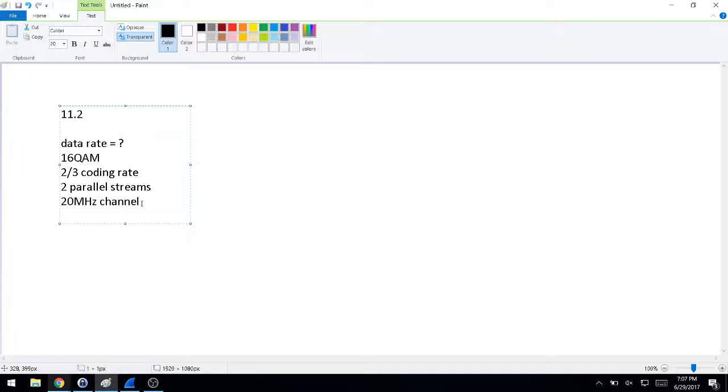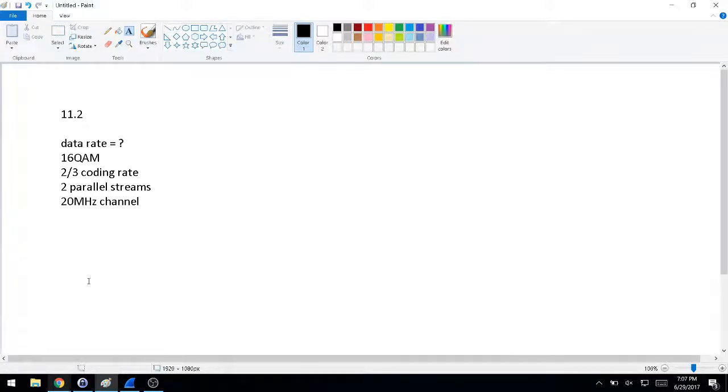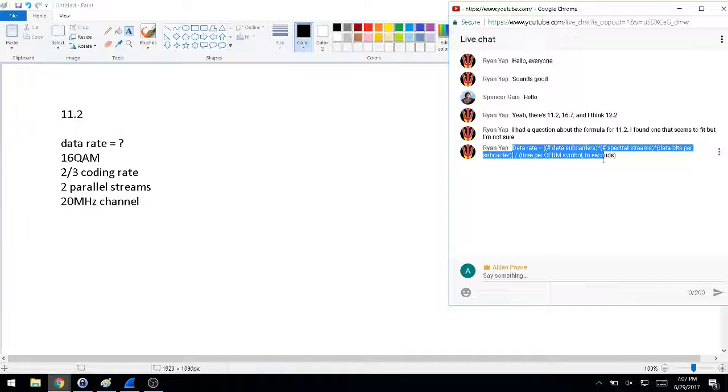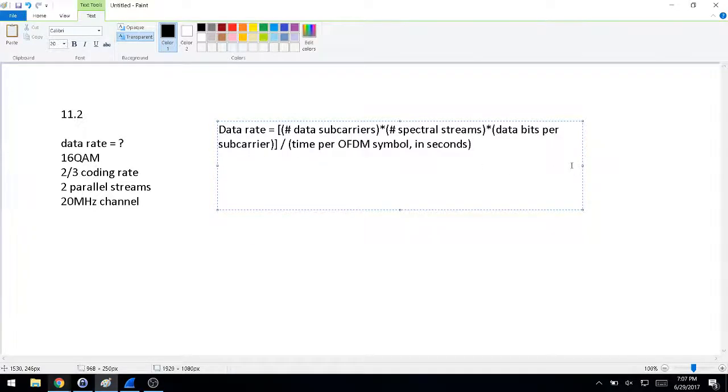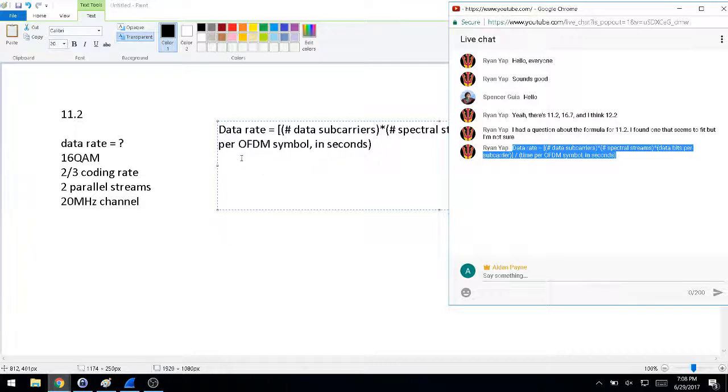And so for the math, we're going to be using basically what Ryan's formula was. So let me write that out. And so, for the number of data subcarriers, let's see. Okay, so this is the tricky part, basically taking what Ryan said with his formula there and then transferring the numbers that we have into that formula.